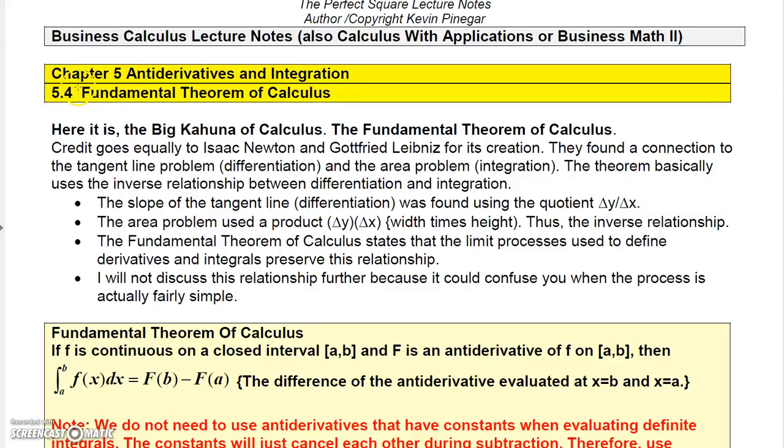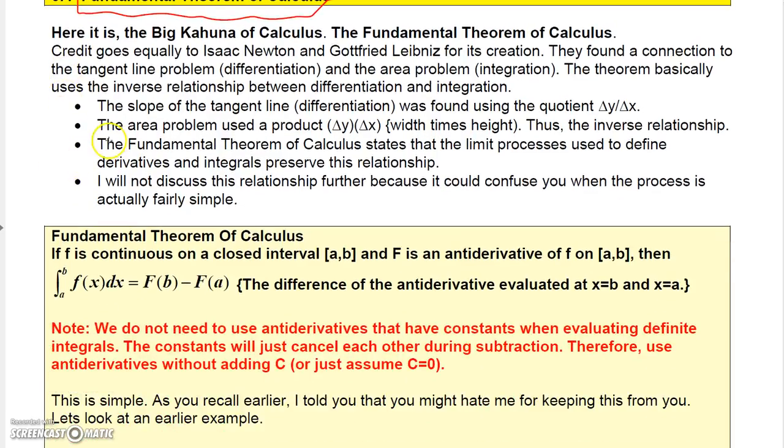Okay, here it is, the fundamental theorem of calculus, the big kahuna. Credit for this goes to Isaac Newton and Gottfried Leibniz, and what they found was a connection between the tangent line problem for differentiation and the area problem for integration. The theorem basically uses the inverse relationship between differentiation and integration.